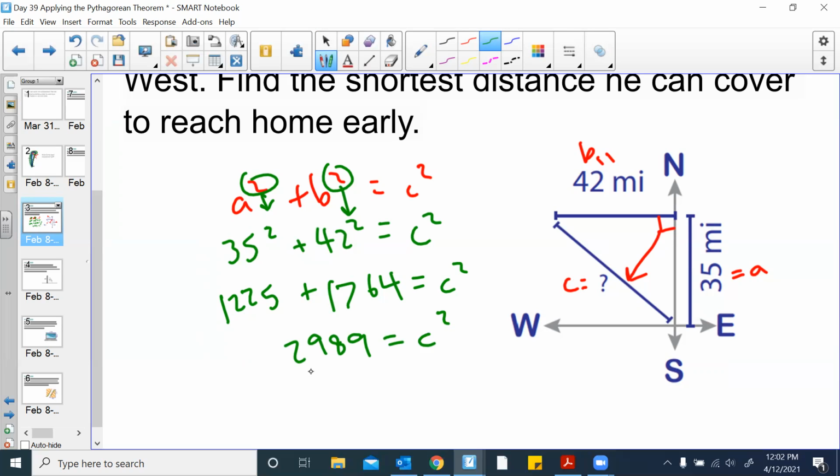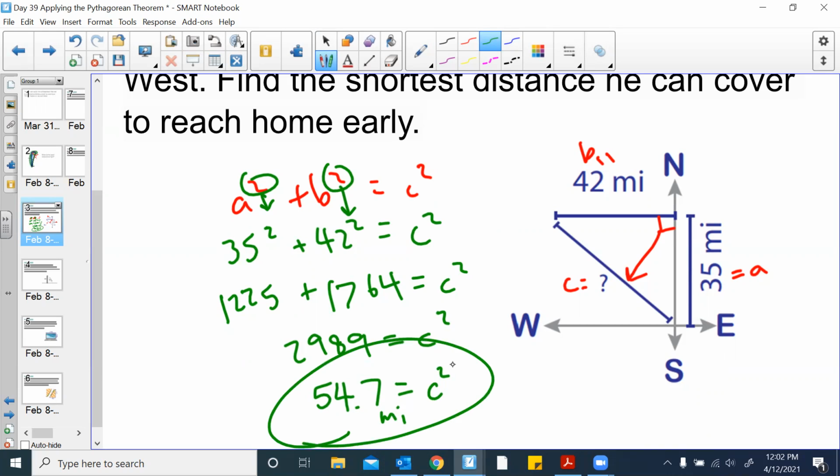And when we take the square root, I'm going to go ahead and round to the tenth. We'll get 54.67, blah, blah, blah. But because I'm rounding to the tenth, I look to the right. Because this number is 5 or greater, I add 1. Right? Make sure we didn't lose that skill. And this will be miles. So I forgot we've got to take the square root of both sides. Right? That's going to cancel out, and we'll be left with just C.